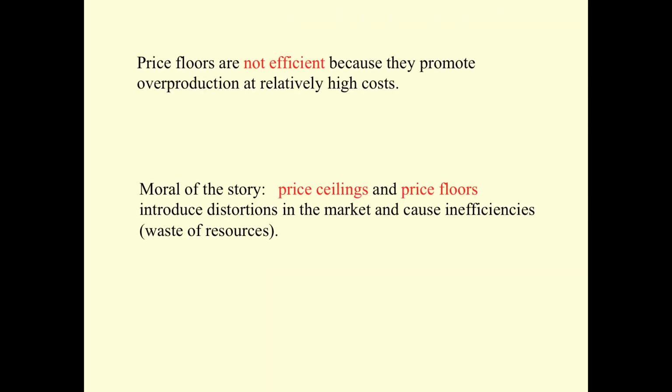So once again, price floors are not efficient because they promote overproduction at relatively high costs. So in the case of the European Common Agricultural Policy, or CAP, back in the 90s, that was a series of minimum prices for milk, butter, cheese, and so on. And the government ended up with what they called butter mountains and wine lakes, because there was so much produced that nobody wanted to buy. So the government ended up purchasing it.